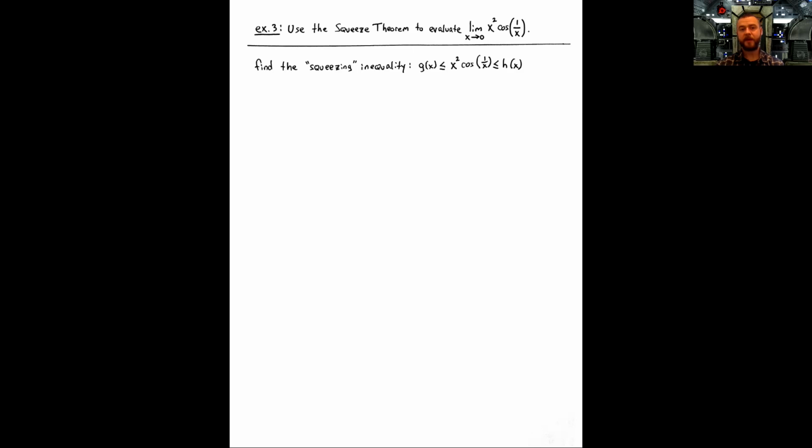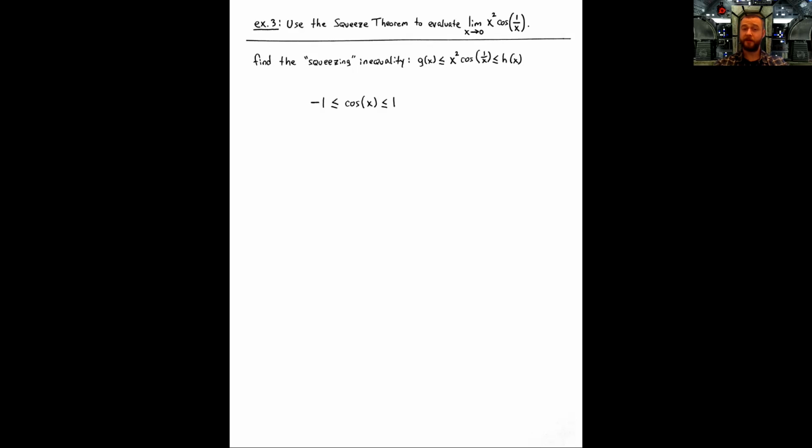All right, now our first step here, in order to apply the squeeze theorem, is to find that squeezing inequality. Our function here, x squared times cosine of 1 over x, has to be squeezed between two functions, g of x and h of x. There are no necessarily straightforward rules and ways to find those. But let's start with some basic inequalities related to our functions here.